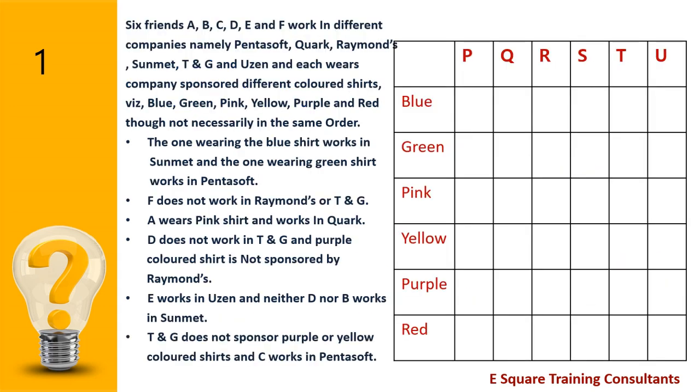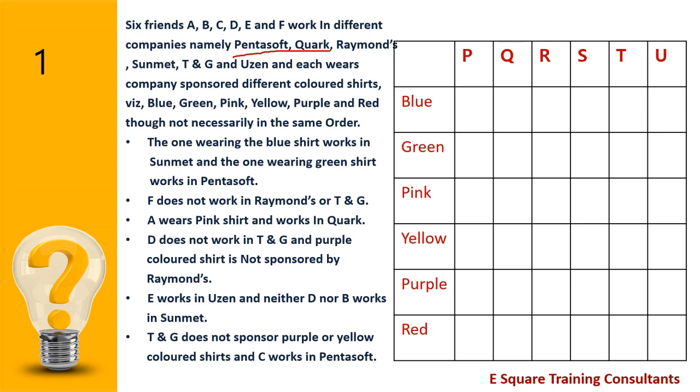So here I am using a tabular column in order to solve this question. And I have taken 2 verticals of data into consideration, and they are the company names. So I have taken P for Pentasoft, Q for Quark, R for Raymond's, S for Sunmet, T for TNG and U for Usen. And likewise I have also taken all the colors mentioned vertically. It is not necessary that you take only these 2 verticals of data. You can also map it out with the alphabets, that is the friend's name and company's name, or friend's name and color's name. Whichever combination will give you the correct answer.